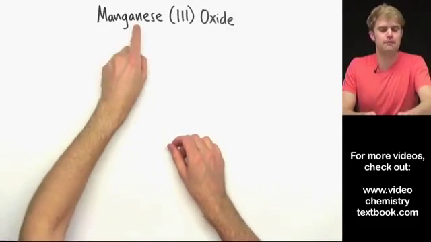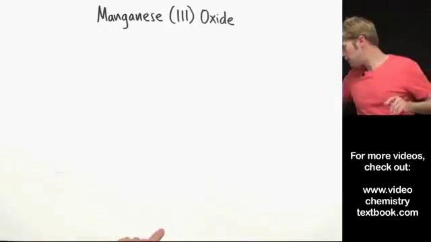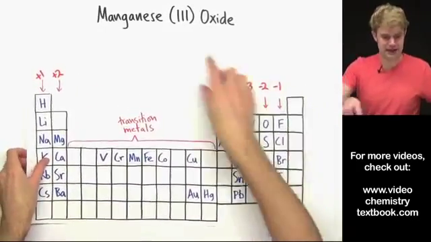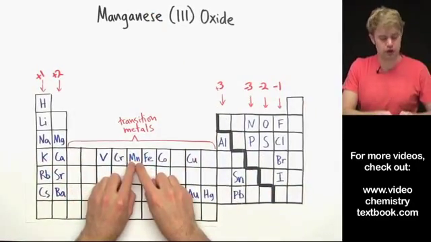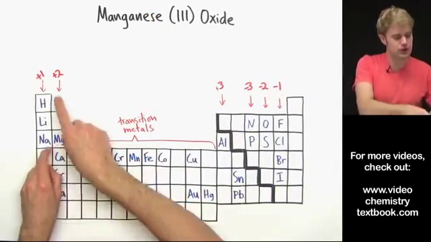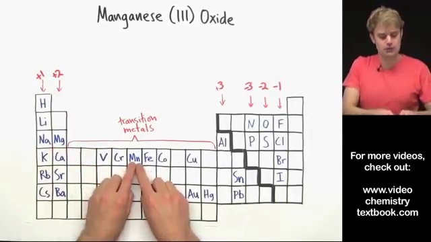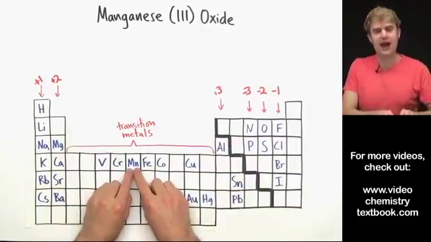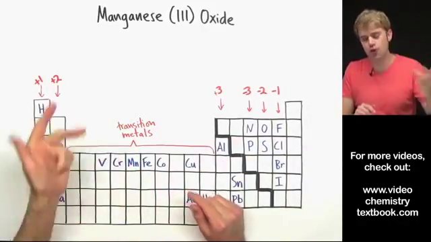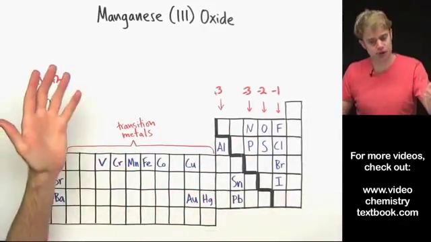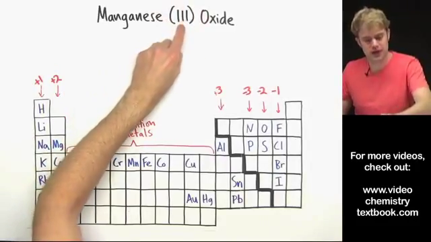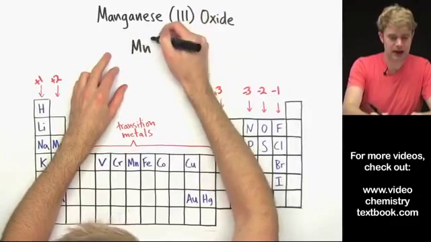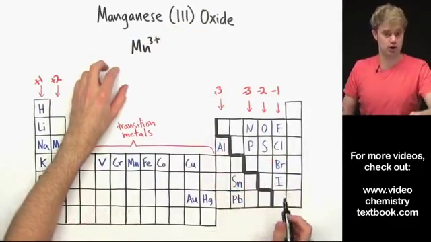Now let's write a formula for manganese 3 oxide. First thing we'll do is figure out the charges on the ions. So manganese here is a transition metal. Don't confuse manganese with magnesium, which is not a transition metal. So manganese is an element that can make many different ions. You can have Mn 2+, 3+, 4+, 6+, and 7+. So the Roman numeral 3 here is telling us that in this compound, manganese has a 3+ charge.